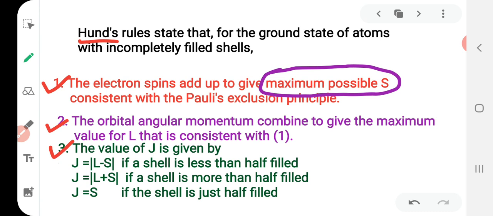What is the first rule? First, we have to maximize the spin value. The electrons are arranged in such a way as to maximize the spin value, and this should be consistent with Pauli's exclusion principle. Pauli's exclusion principle says that no 2 electrons in a shell can have the same set of quantum numbers. By doing this, we minimize the Coulomb repulsion between the electrons, so energy is minimized, which is needed for the ground state configuration.